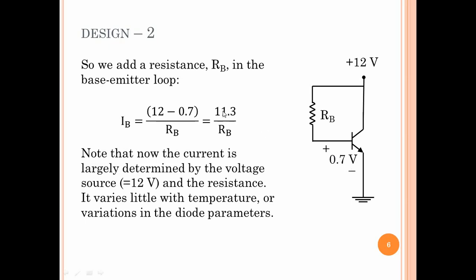That will have a very small change in the base current, because compared to 12 volts, this number is relatively small. And therefore the base current is rather well determined by putting a resistance in series with the base-emitter junction. So the current will vary little with temperature or with diode parameters. So that's good. Okay, so now we ask the question, what is the collector current?